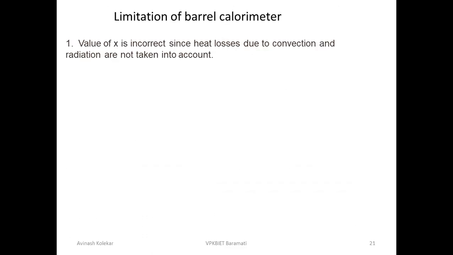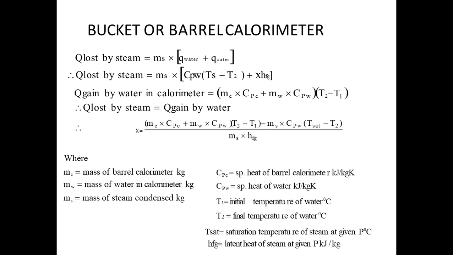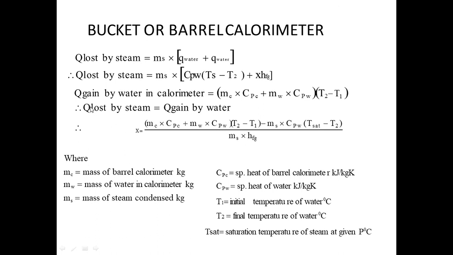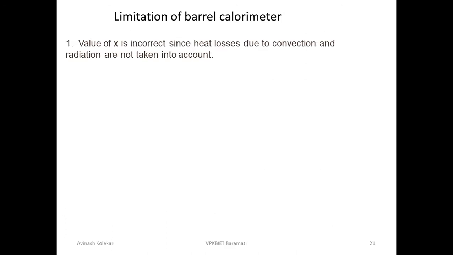And what are the limitations for this? See, the limitation is that the value of x is not exactly correct, because we are considering that there are no heat losses, but still heat loss may take place through the insulation. Due to that, we will have some errors, because the equation we have considered, that heat lost by steam is equal to heat gained by water, may not be correct. So that's why an incorrect value of x may occur.